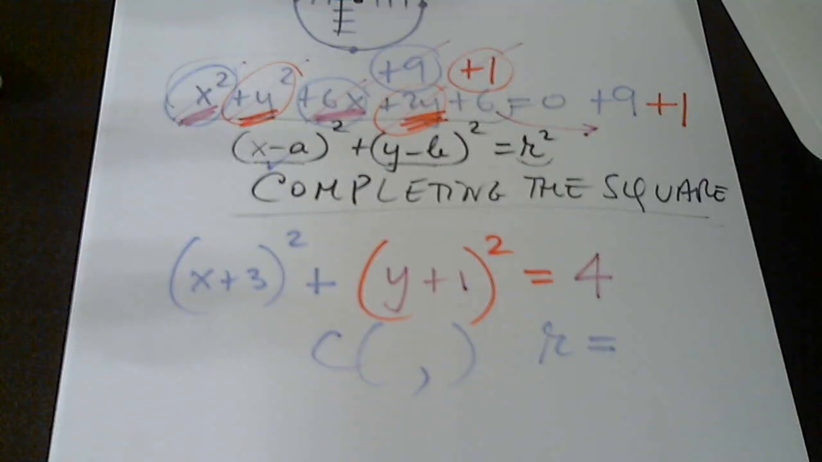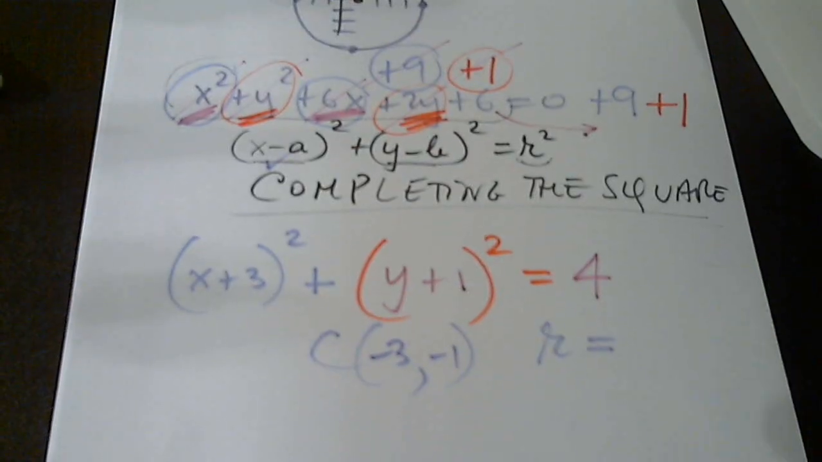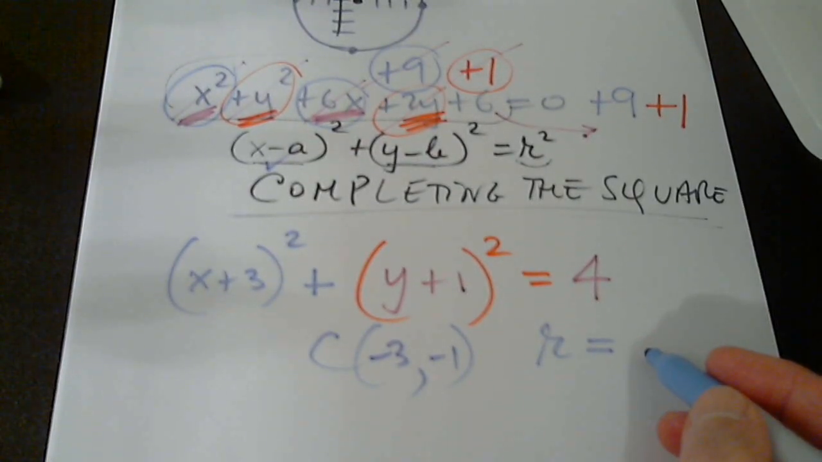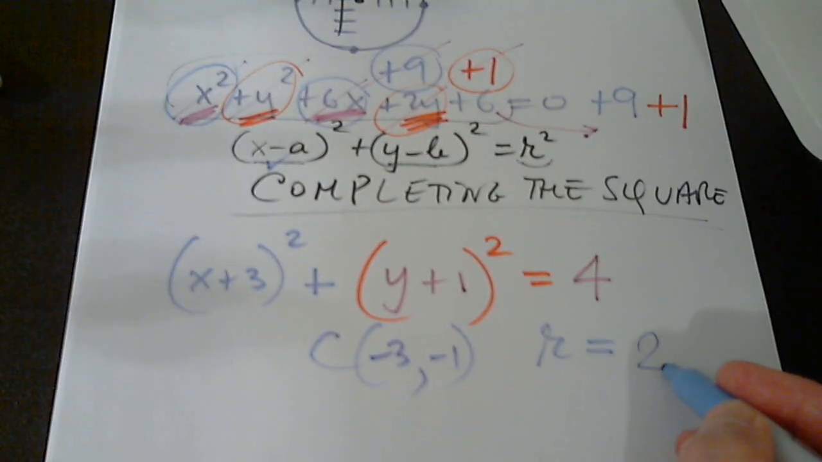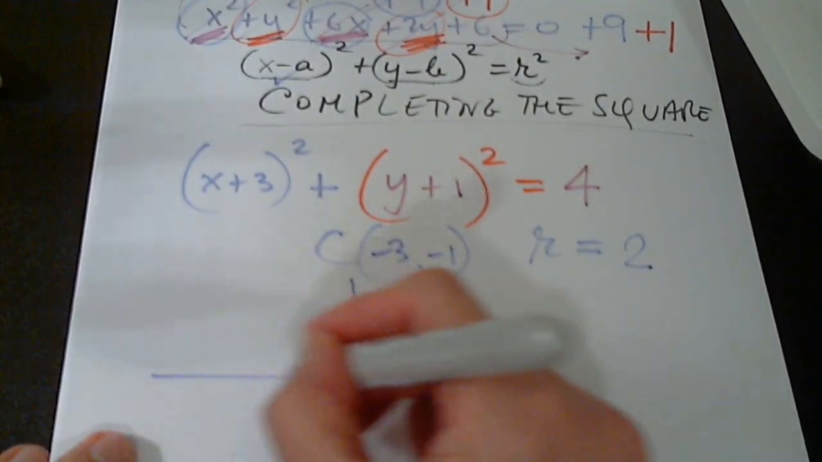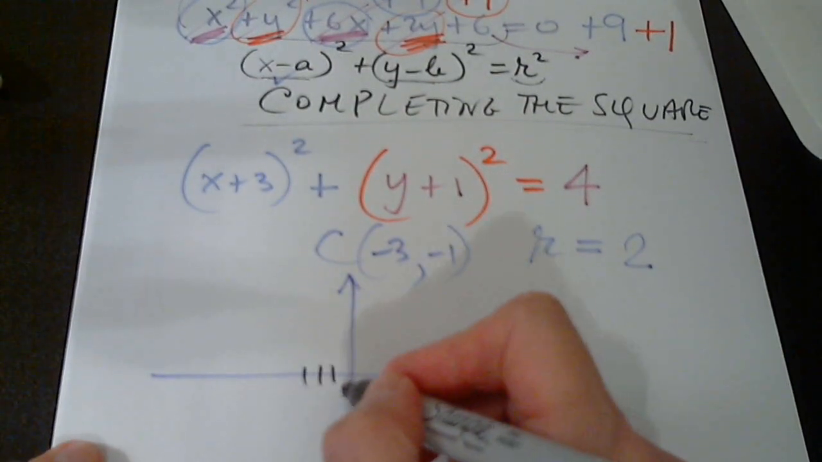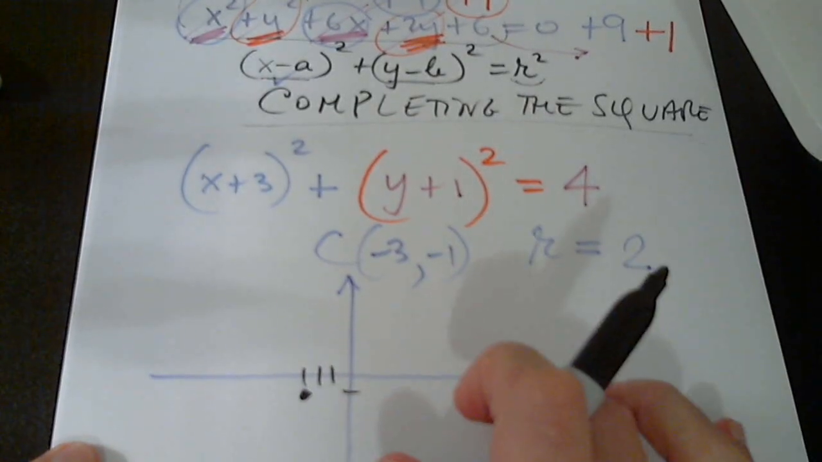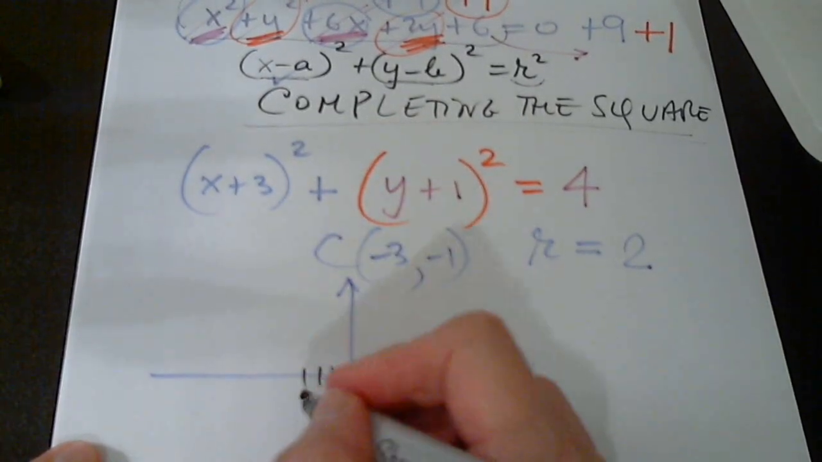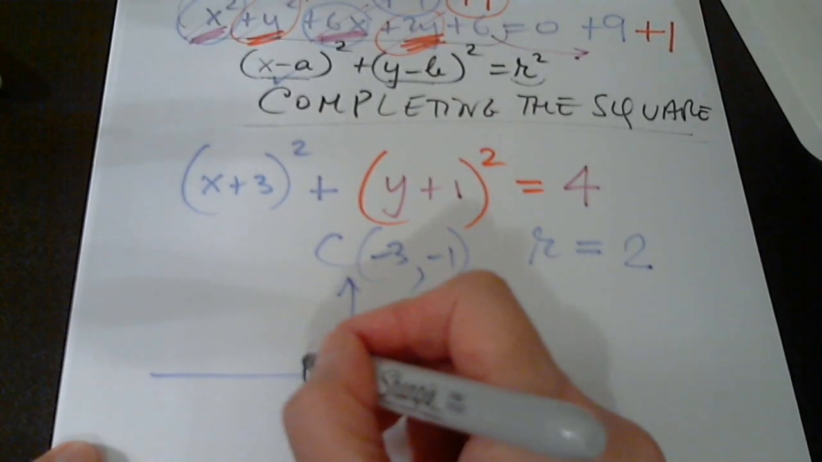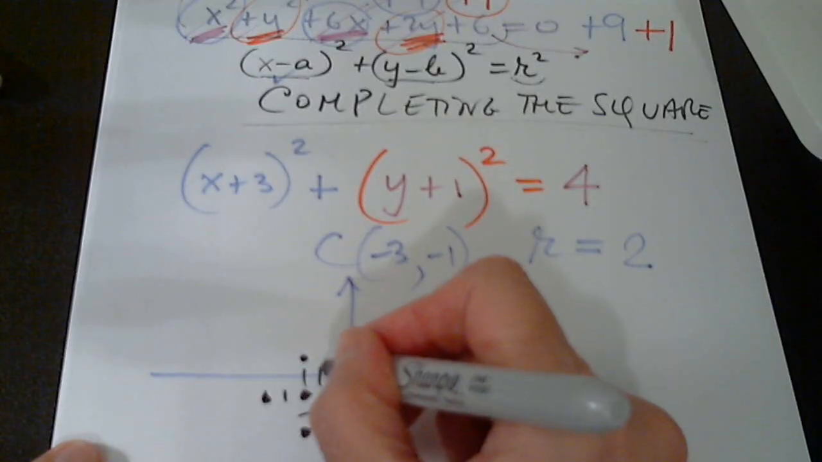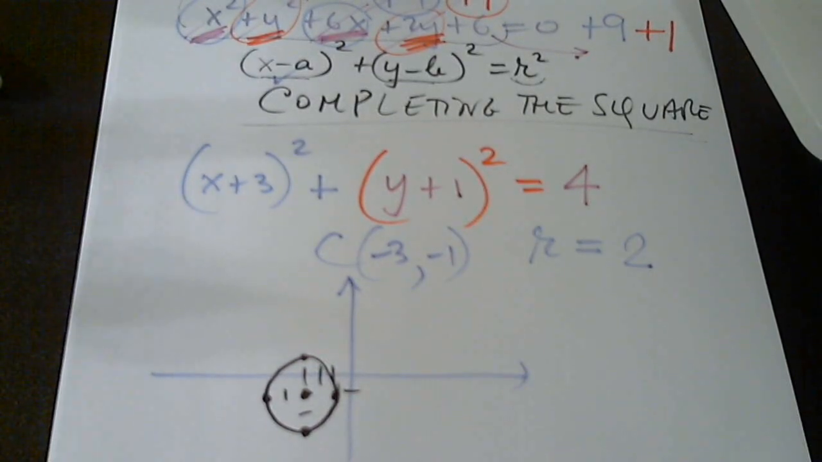Can anyone give us the center? -3, -1. Very good, indeed. And the radius? 2. Exactly. Done. If I'm asked to graph it, very simple. -3, -1. 2, east, north, west, and south. This is it. This is the equation of this. This is the graph representing that equation.